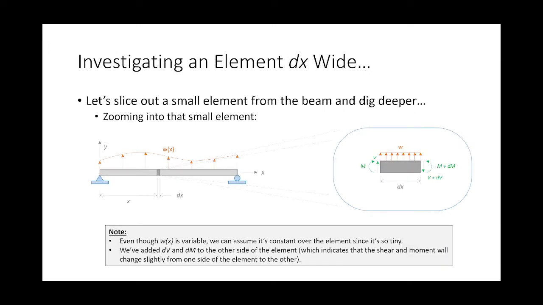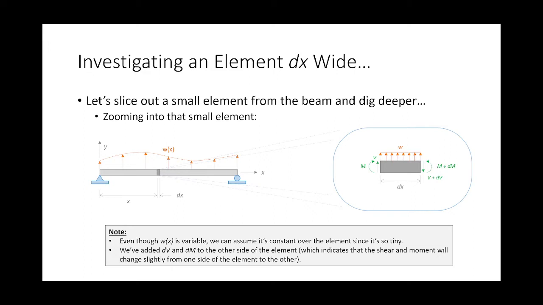So what I'm going to do is look at this beam and slice out a small element. I'm going to investigate an element that's dx wide. Y'all remember from Calc 1 that dx is an element that has infinitesimal width. It's like itty bitty, very tiny. So if I zoom into that differential element that's dx wide, here's what I've got going on. First off, I have a variable load. The load changes as a function of x, but I propose that on this really itty-bitty tiny element I can assume the load to be constant because it's pretty tiny.